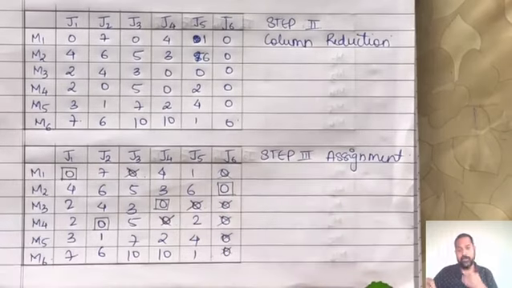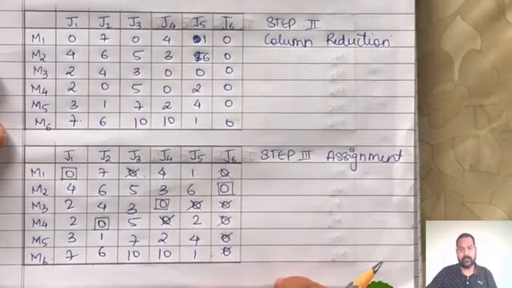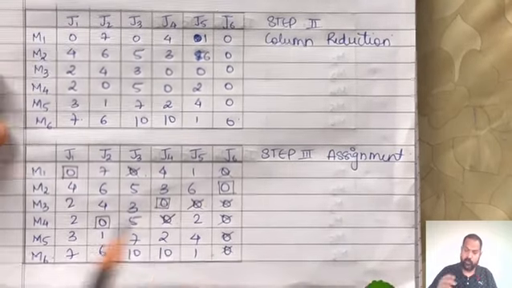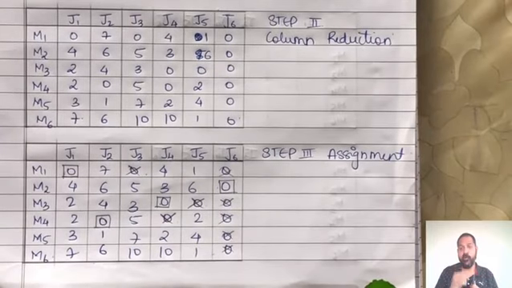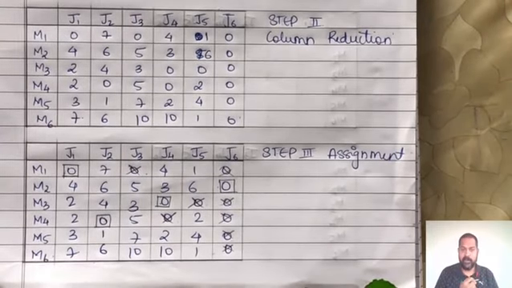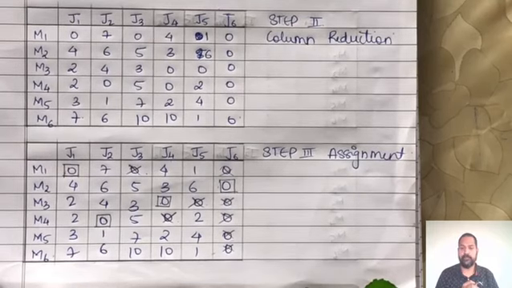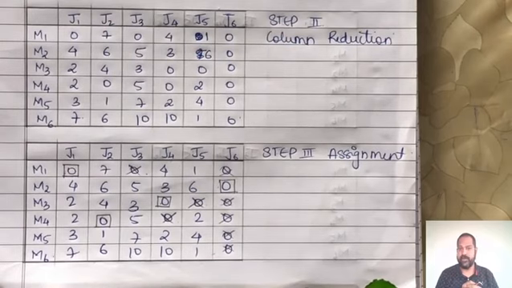Already cancelled, already marked or cancelled. How many assignments do you have? 1, 2, 3, 4. So you have 4 assignments. If you have 4 assignments, is optimal assignment reached? No. Optimal assignment is not reached.